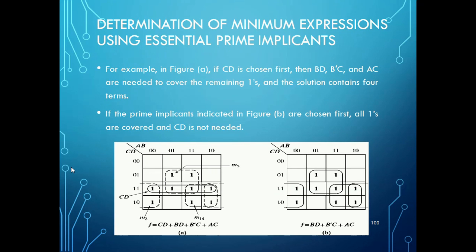So let us take one more problem to solve for the minimum expression using essential prime implicants. In this problem you will know what an essential prime implicant is, and why you need that. Consider the first problem here. For example, in the figure, if CD is chosen first, then BD, B bar C and AC are needed to cover the remaining ones and the solution contains four terms.